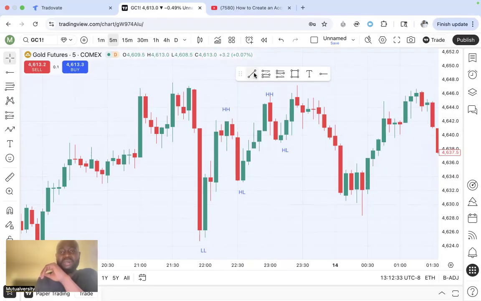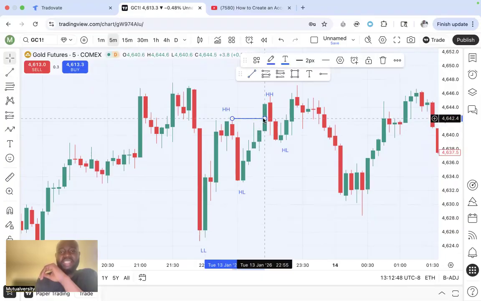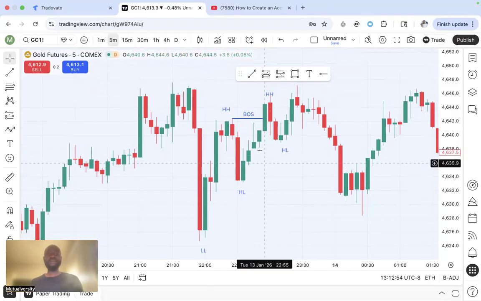So we take our trend line tool, and we draw from the highest candle wick. We draw from it and drag it next to the candle that went past it, the one that broke structure. Then you click, and then you can name it. You can name it BOS. That's your break of structure.